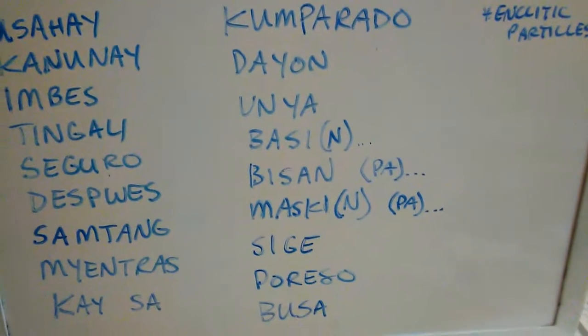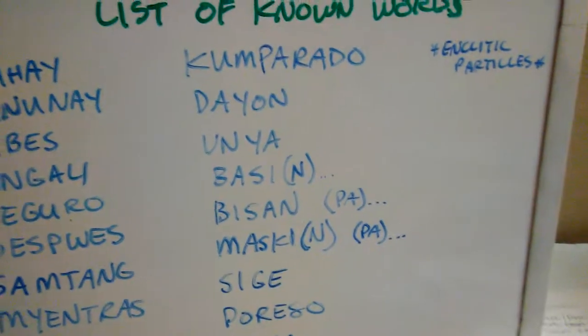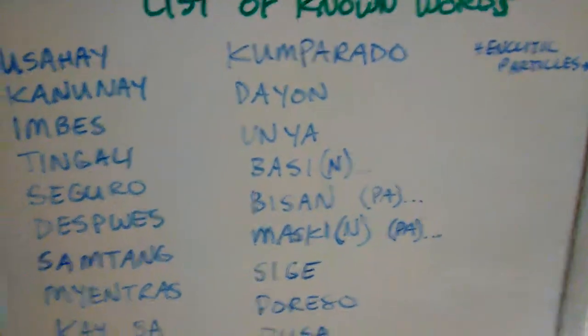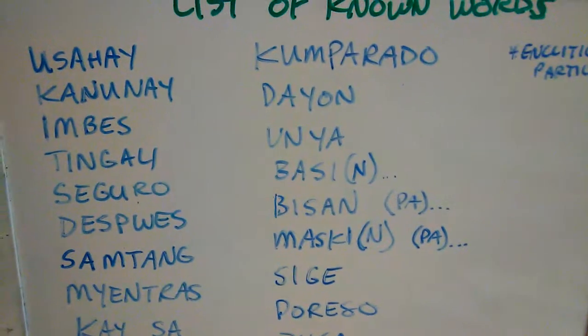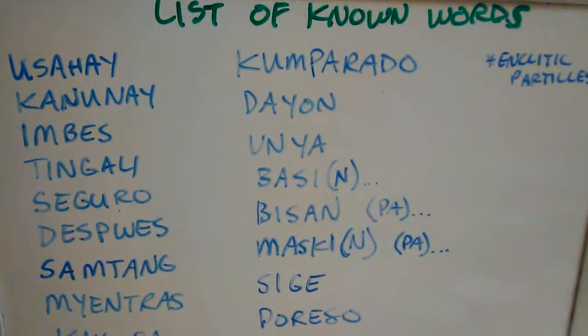Maski and its derivatives as well. I had videos of those. Sige, por eso, busa, and of course, last but not least, your enclitic particles. I cannot stress those enough. Okay. Now, some of these words you might not use or you might not hear outside on a daily conversation.